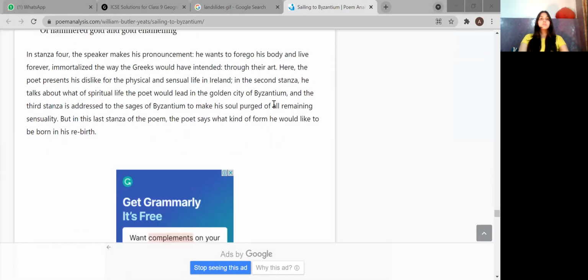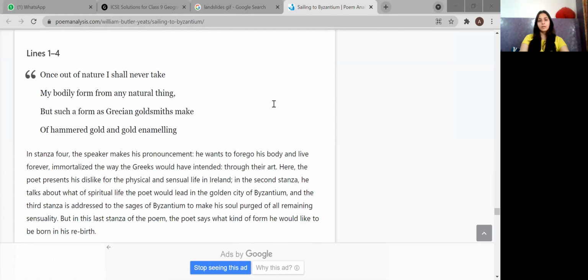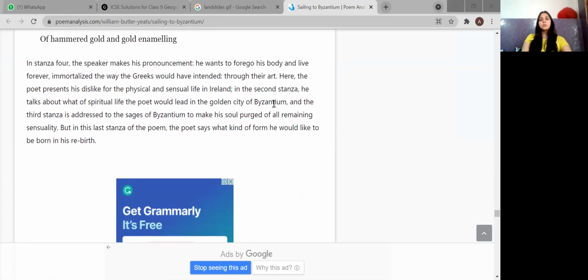Okay, here we go. So we were on the fourth stanza. I'll just read it again. Once out of nature, I shall never take my bodily form from any natural thing, but such a form as Grecian goldsmiths make of hammered gold and gold enameling. So we were here, that he wants to get into a form.